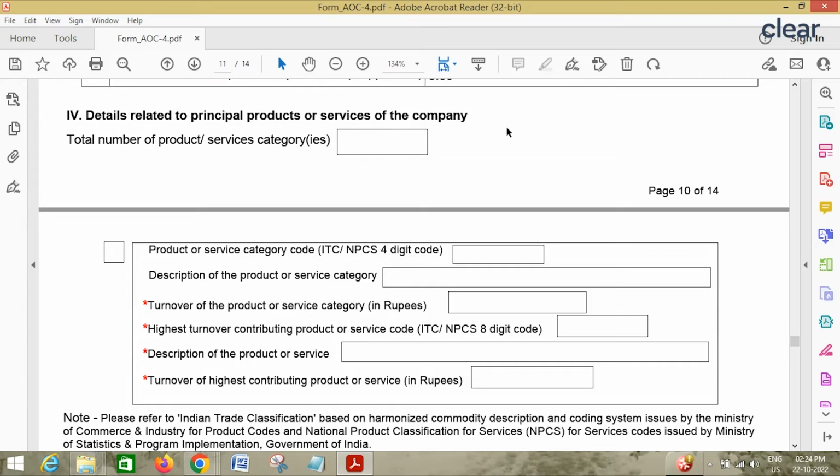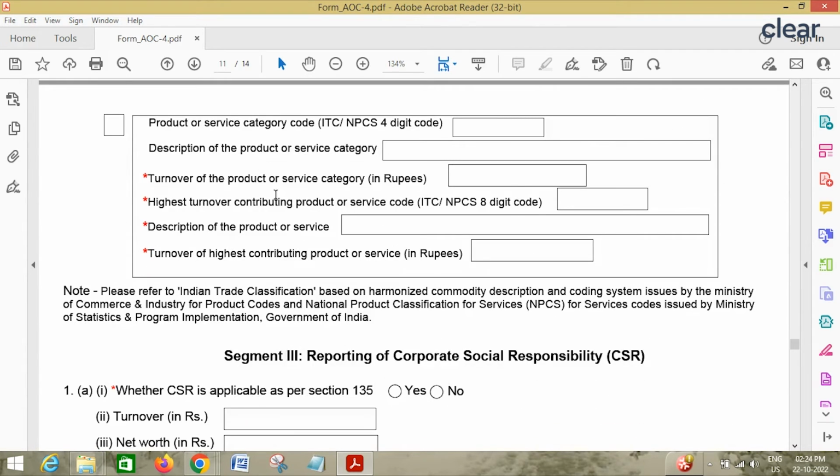Next, enter the details related to principal products or services of your company. Enter the total number of products or services. It is mandatory to fill the turnover of the product or service category, highest turnover contributing product or service code, description of the product or service, turnover of highest contributing product or service of your company.